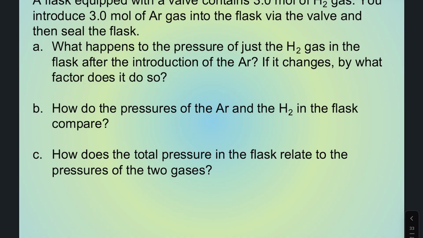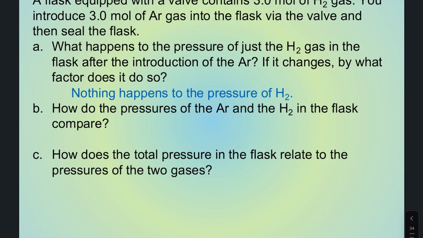So a flask equipped with a valve contains 3.0 moles of H2 gas, and you introduce 3 moles of argon gas into the flask via the valve, then seal it. So what happens to the pressure of just the H2 gas in the flask after you introduce the argon? What would it change by? So you've taken 3 moles and 3 moles, and those are going to be directly proportional, right? We have PV equals nRT, which means if you double this, you will double that if you keep everything else the same.